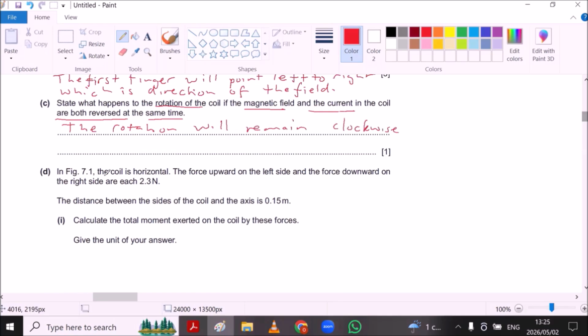In Fig 7.1, the coil is horizontal. The force upward on the left side and the force downward on the right side are each 2.3 newtons. The distance between the sides of the coil and the axis is 0.15 meters. Calculate the total moment exerted on the coil by these forces. Give the unit of your answer.